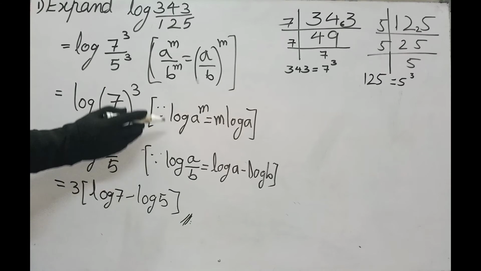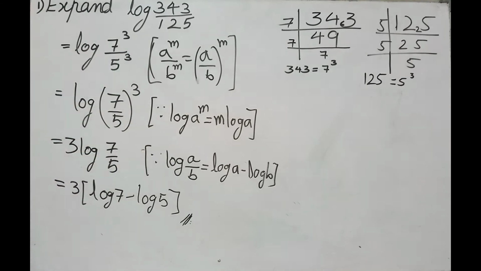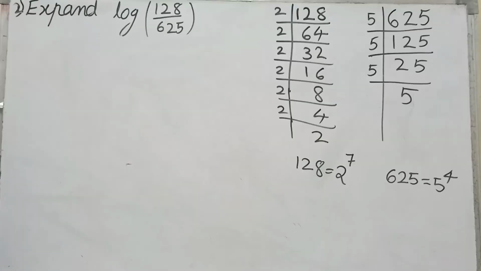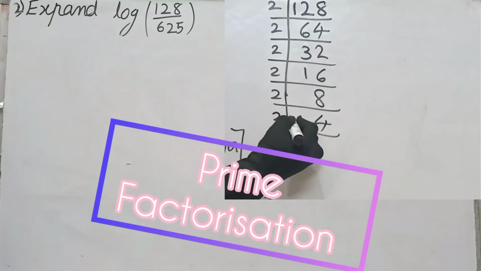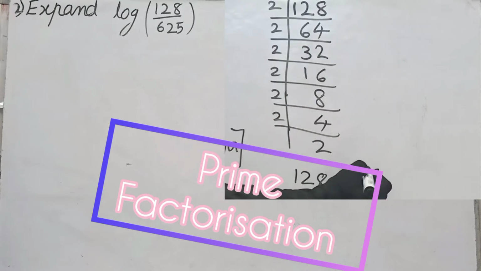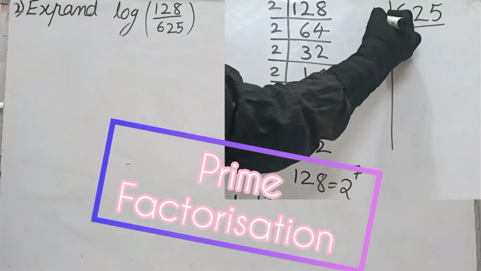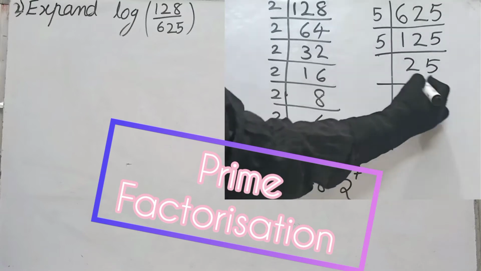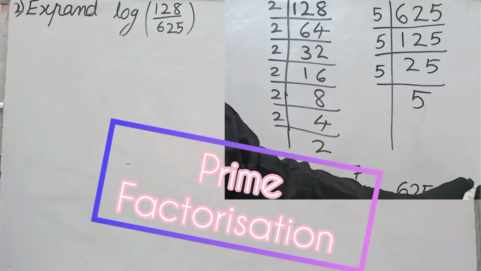Okay, while doing the sum you have to write these formulas in the bracket, otherwise you will not get full marks. Okay, now we will do the next sum. Expand log 128 by 625. So we have to do the prime factorization of numerator and denominator.